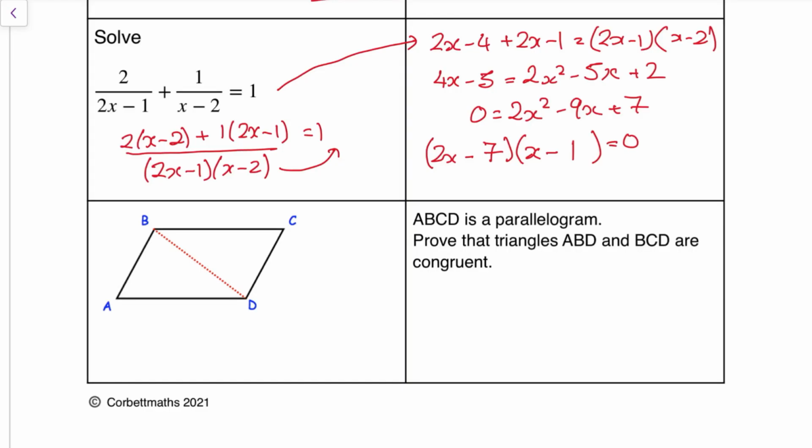That equals 0. Now, what does the question want? It says solve. So therefore, if I solve this quadratic I've just done, that means that either x equals 1 or x equals 7 over 2. Question done. Good question, really nice question.